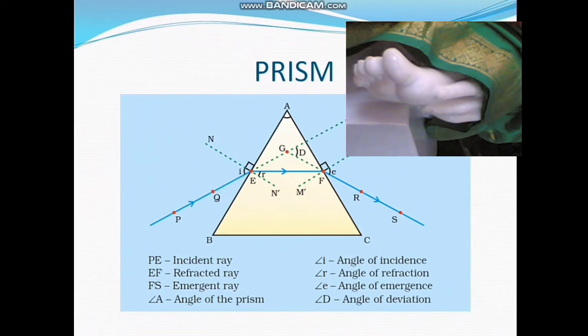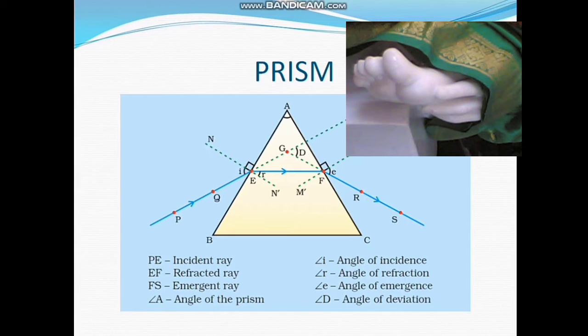These positions to fix two pins on that. Now look at the images of the pins from the other face. That is, you have fixed the pins on the side of AB. Now you are looking at the images of the pins from the other side AC, and you can see where the images coincide. At the position where the images of the pins P and Q coincide, you fix another two pins, say R and S. You are fixing R and S so that they merge with the images of pins P and Q.